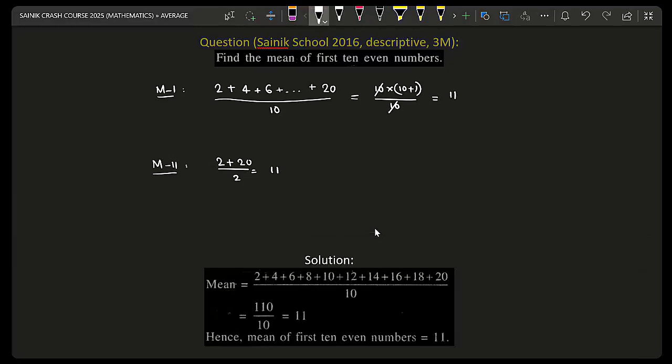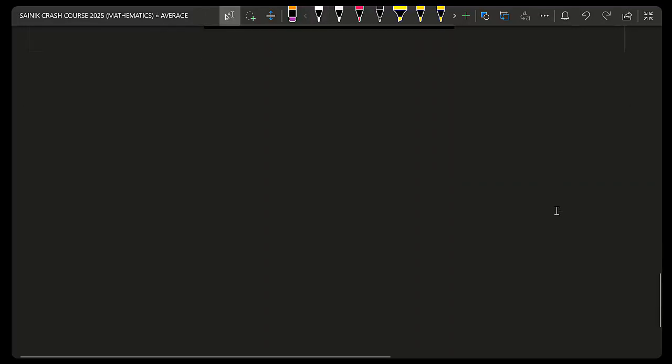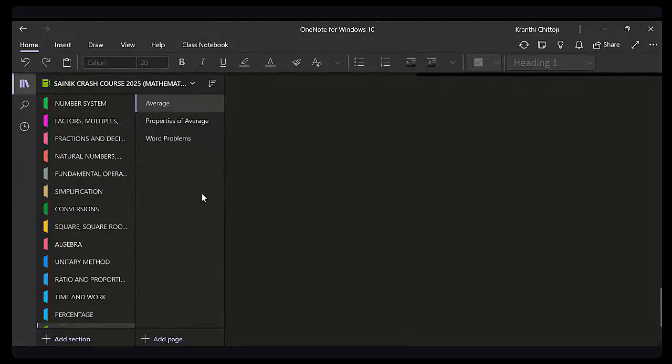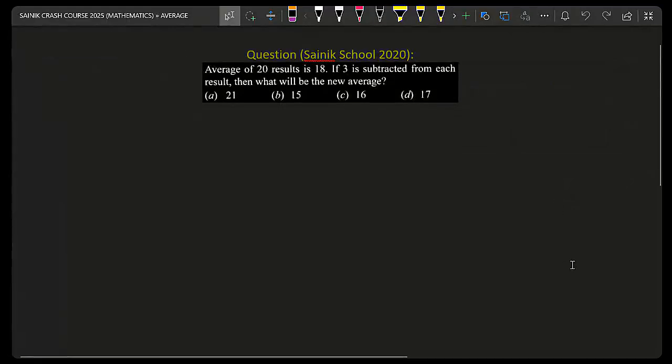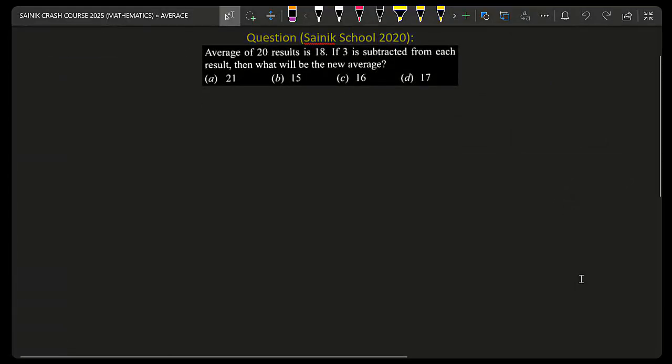So the mean of first 10 even numbers, we got it 11. Even if you add all the numbers without using the formula, you'll get 110. 110 by 10, you are going to get 11. And after this, now using some properties of average, we discussed the properties already. That is, if one fundamental operation is applied on every number in all the observations, the average also gets the same change. So based on this, we have a question here.